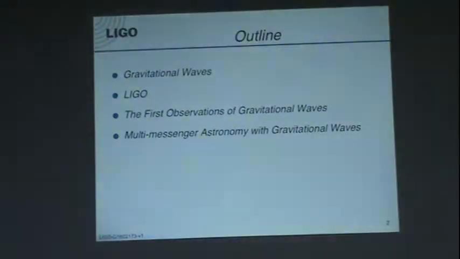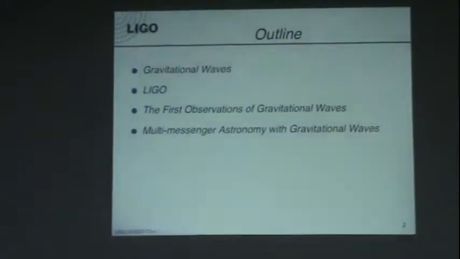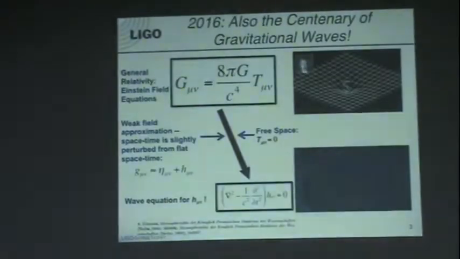So I will start with a primer, an overview of what gravitational waves are and why we study them. I'll spend time talking about LIGO, the LIGO detector. I will spend more time talking about the first observations of gravitational waves from binary black holes. And I'll conclude with what I think is one of the most interesting frontiers of gravitational wave science, using gravitational waves in conjunction with photons and neutrinos to study cataclysmic astrophysical processes, so-called multi-messenger astronomy.